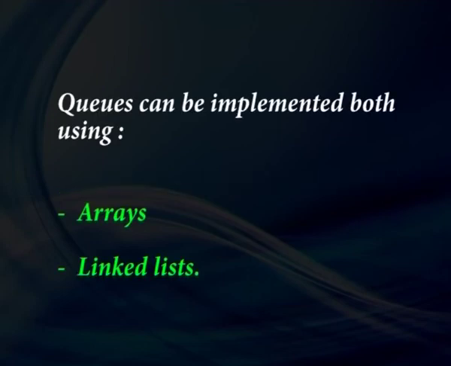Queues can be implemented both using arrays as well as linked lists. Today we discussed the 3 implementations of queues using arrays and found that the most suitable implementation using arrays was the circular queues implemented using floating rear and front ends. In the next lecture, we shall be discussing the applications of queues in detail.